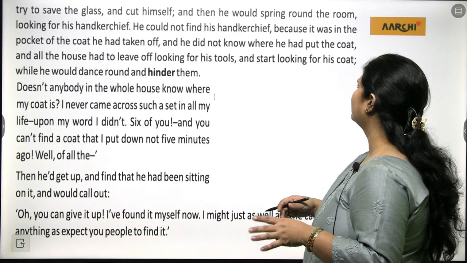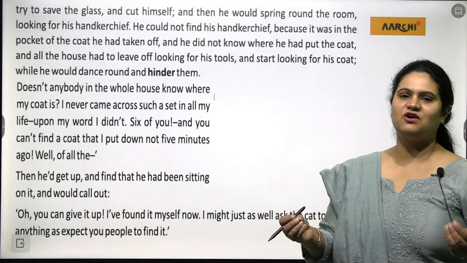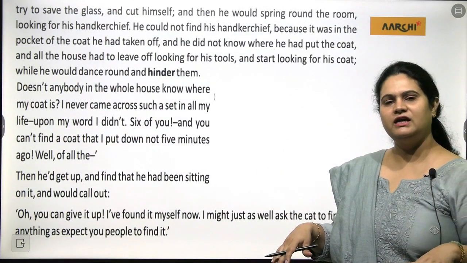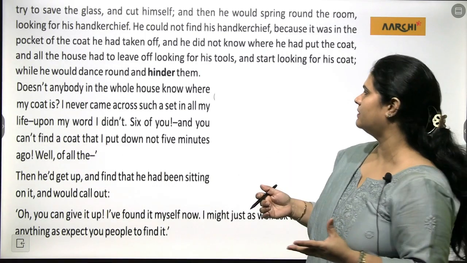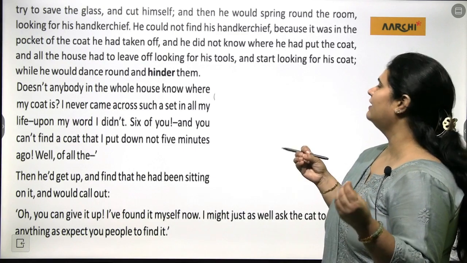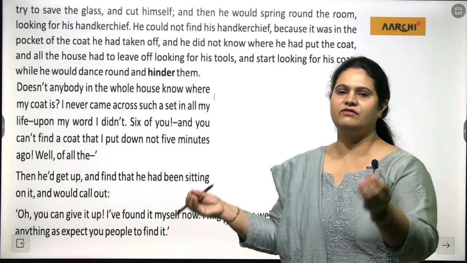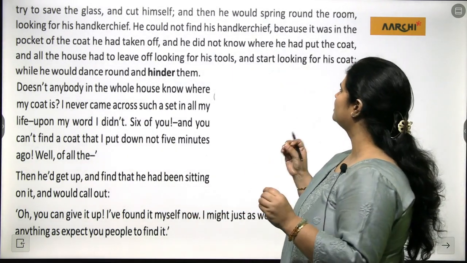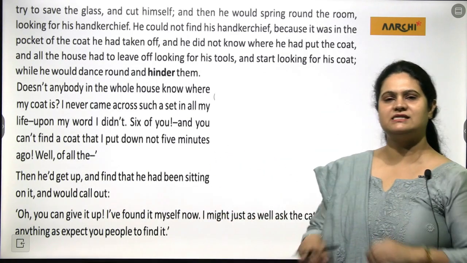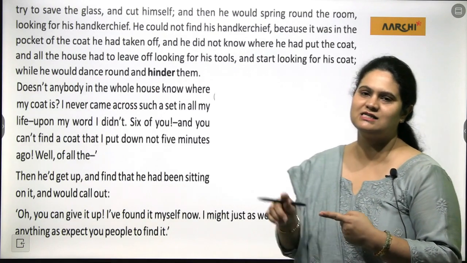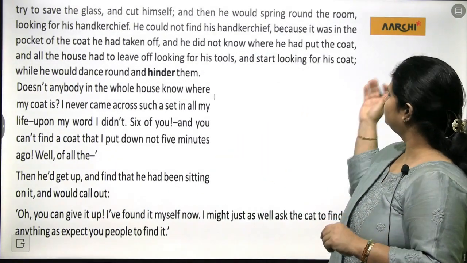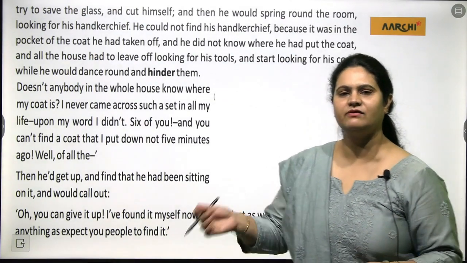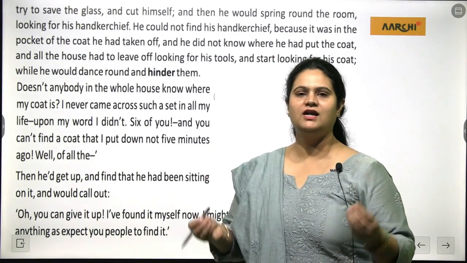He could not find his handkerchief because it was in the pocket of the coat he had taken off. And now where was the handkerchief? It was in the pocket of the coat he had taken off before beginning with all the preparations, and he had no idea where he had put the coat. And all the house had to leave off looking for his tools and start looking for his coat. Now he sends off everyone to start looking for all his tools and also for his coat, while he would dance around and hinder them, and he would obstruct them.